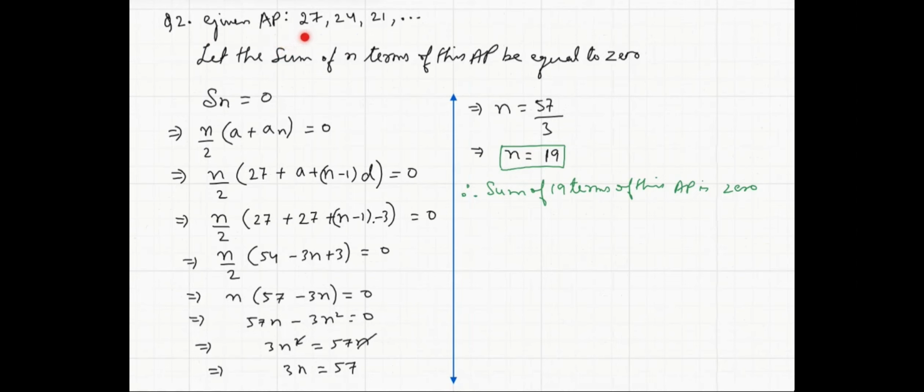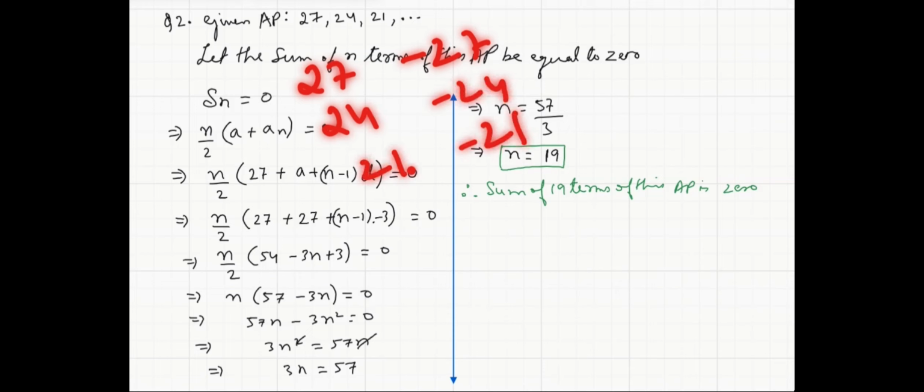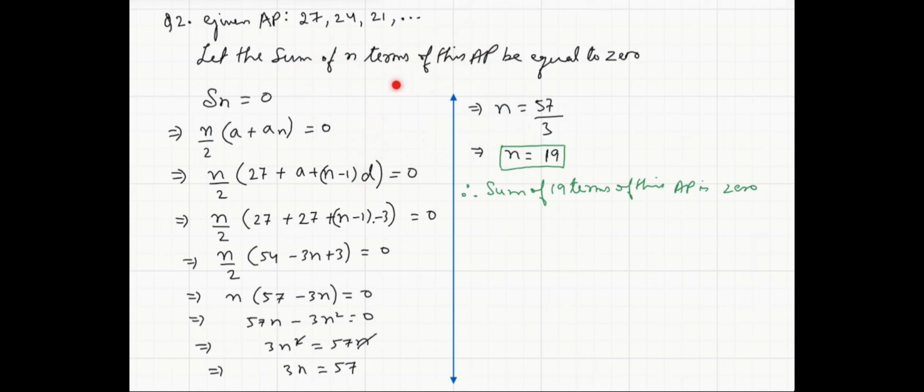Question, it says that we have a given AP 27, 24, 21 and so on. It is an infinite AP. Now we will have to find how many terms we should take such that their sum should be equal to 0. Whenever we are getting any sum equal to 0, that means we are adding a number to its additive inverse. That means for 27 we should have minus 27, for 24 we should have minus 24, for 21 we should have minus 21. Likewise, we have to count how many such numbers we have to take such that the sum of the n terms of this AP should be equal to 0.